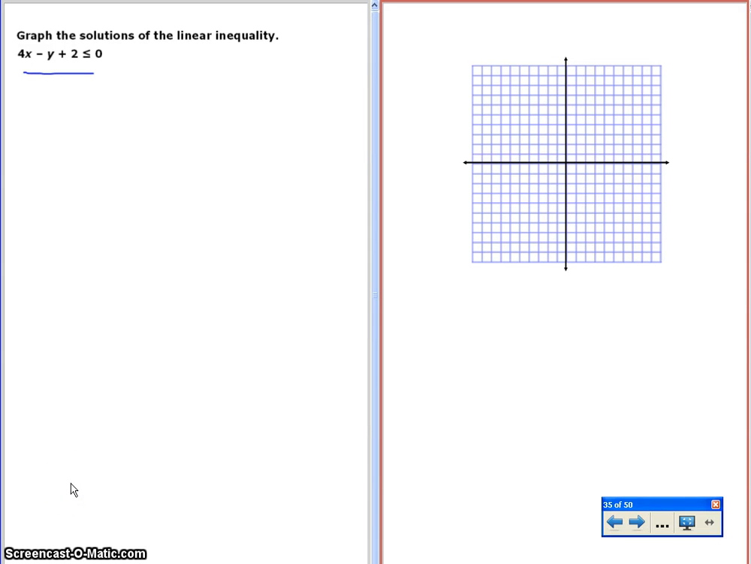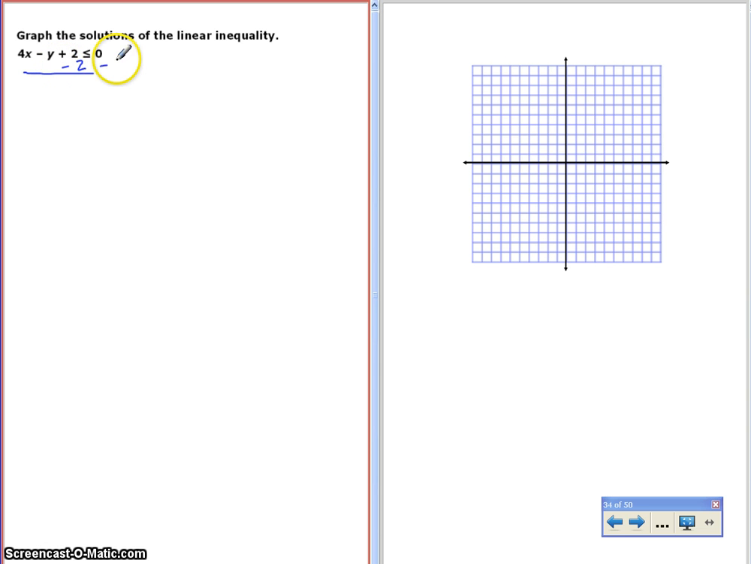Okay, folks, here's the answer to the problem that you should have worked on. We've got 4x minus y plus 2 has to be less than or equal to 0. So a couple of the different steps that I want to work on is the first thing is I would take away 2 on each side. So that would leave me with 4x minus y is less than or equal to negative 2.